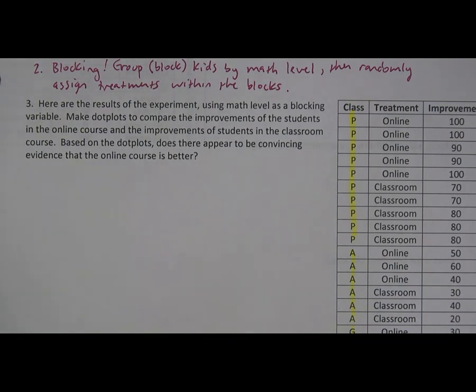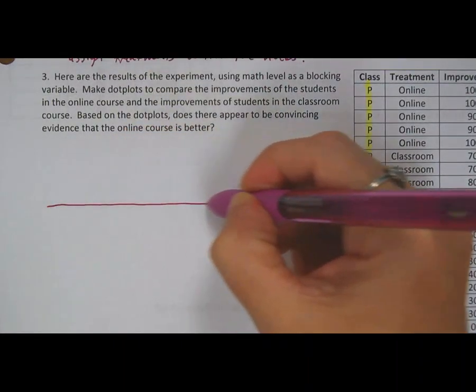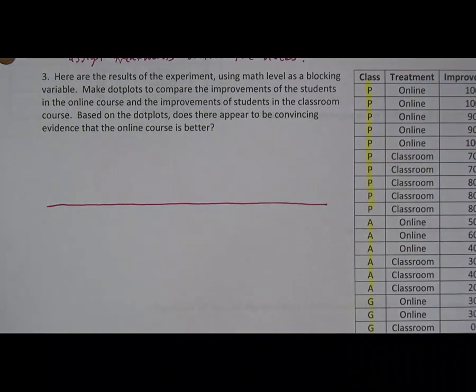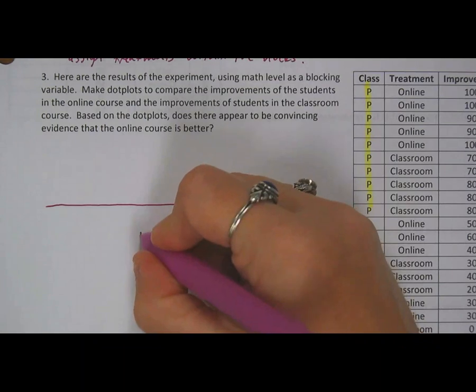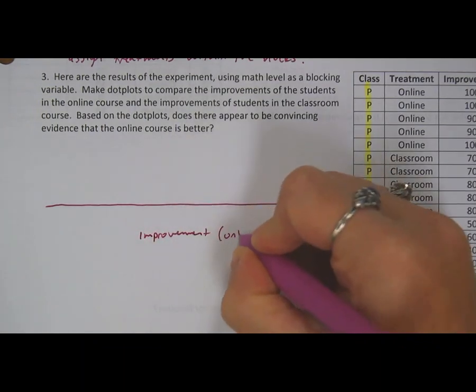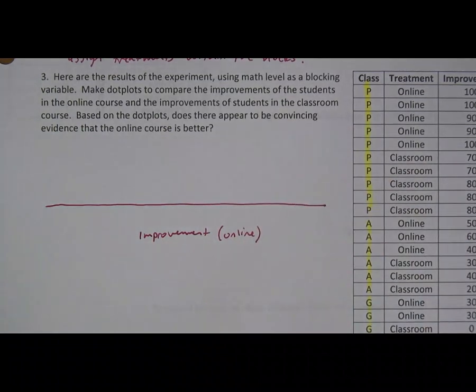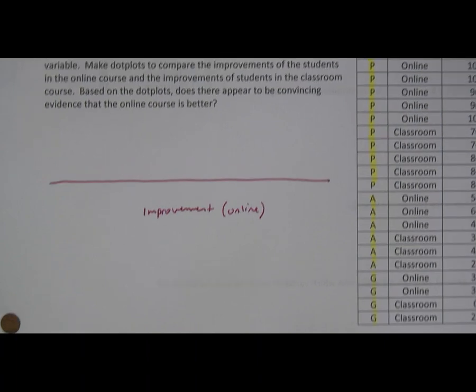Make dot plots to compare the improvements of the students in online and improvements of students in classroom. So we're going to make 2 dot plots, one for online, one for classroom. In other words, we are going to put all 3 math levels together for improvement of online scores. And then underneath that, we'll make another dot plot for improvement with the classroom.